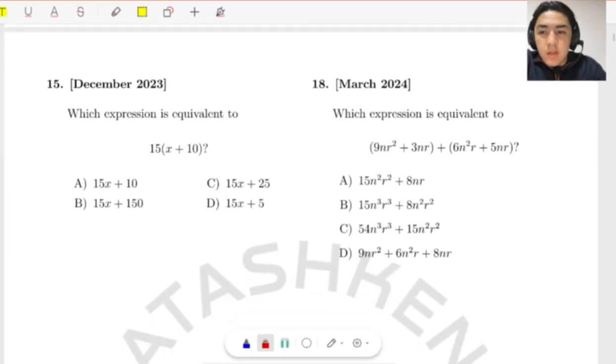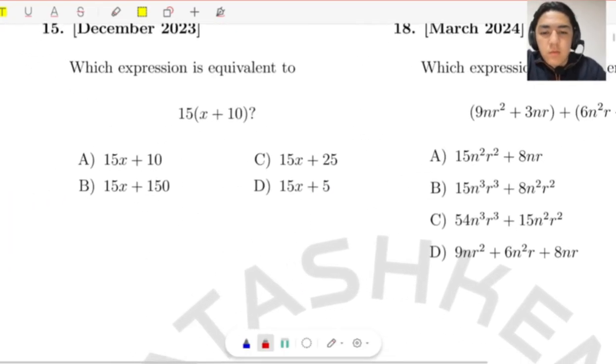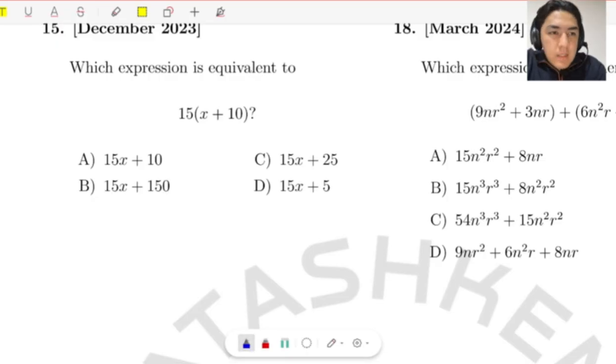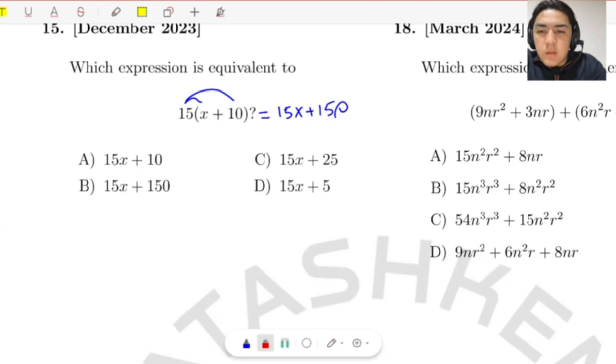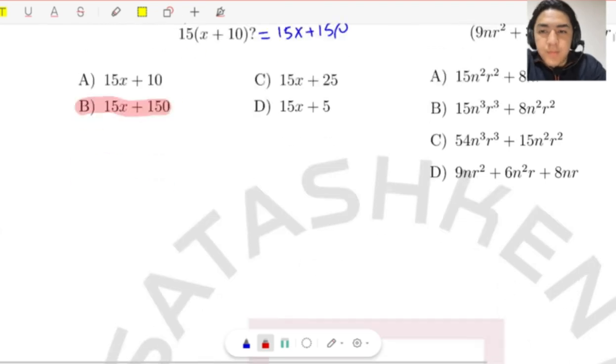Question number 15. Which expression is equivalent to this one? Guys, these are super easy questions actually. In fact, they are easy. Just open the brackets: 15x plus 150. So it is going to be B.